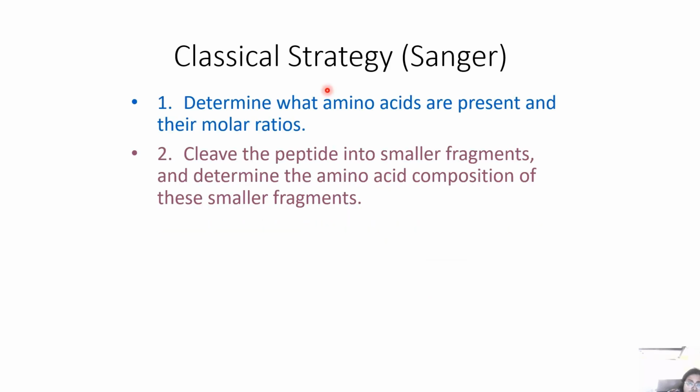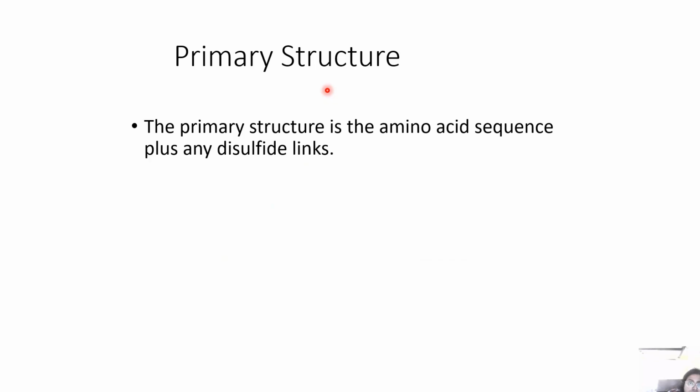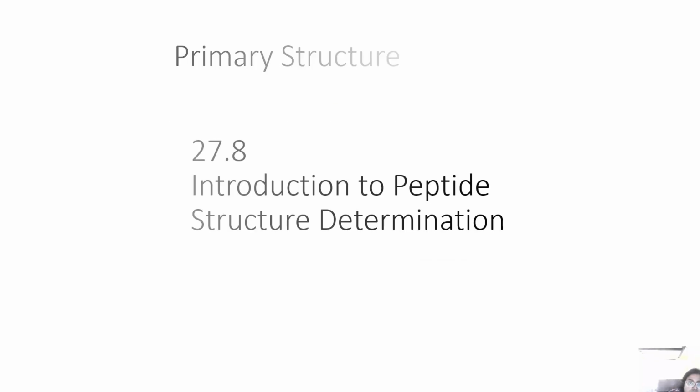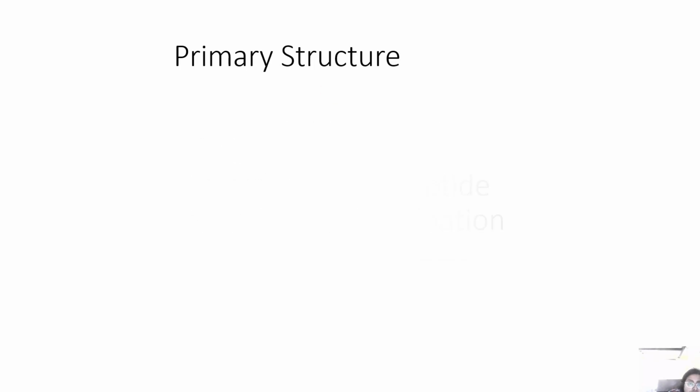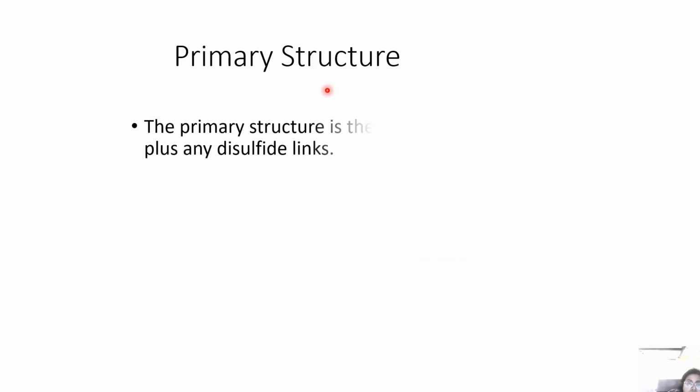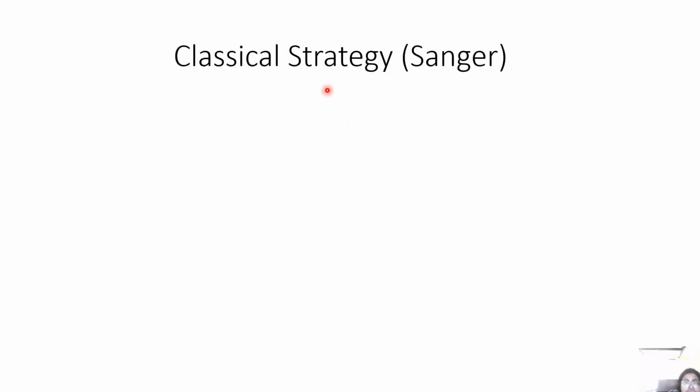So classically, if you want to find out the peptide structure determination, it's the amino acid sequence plus any disulfide links. The classical strategy will be Sanger.